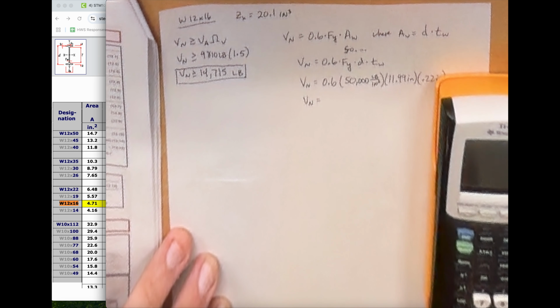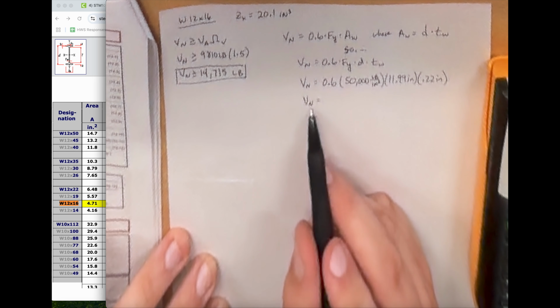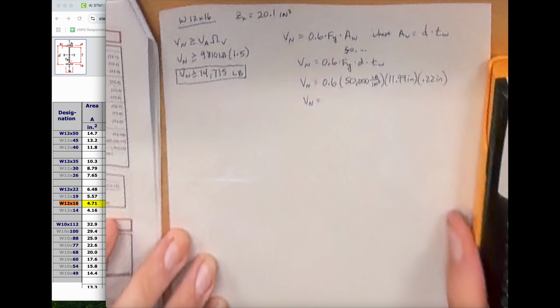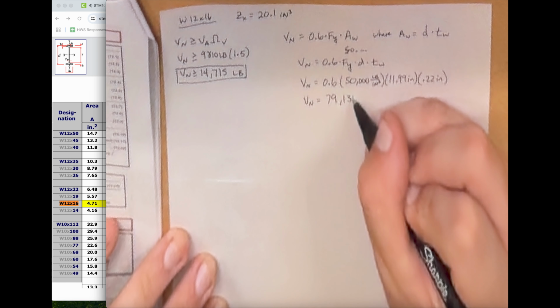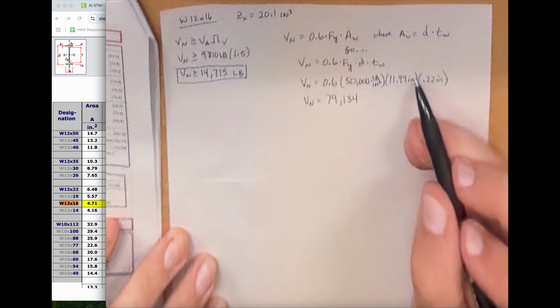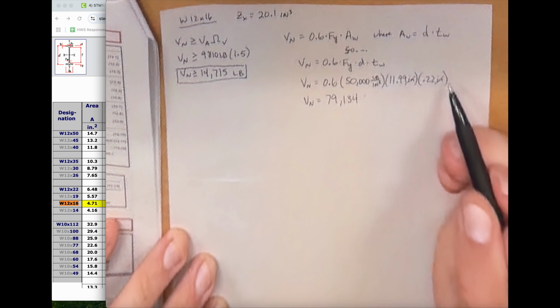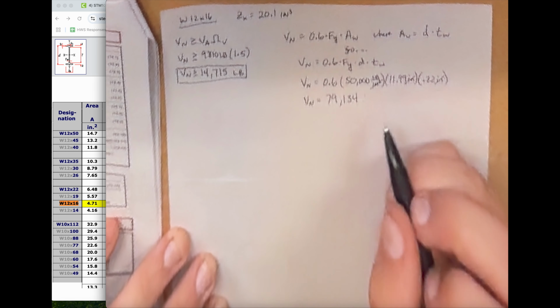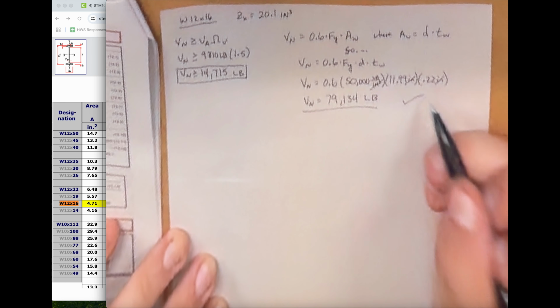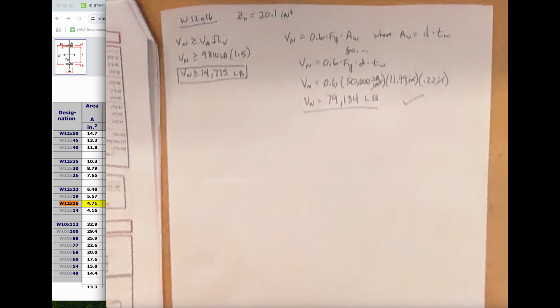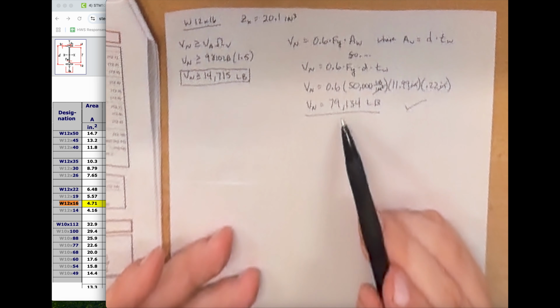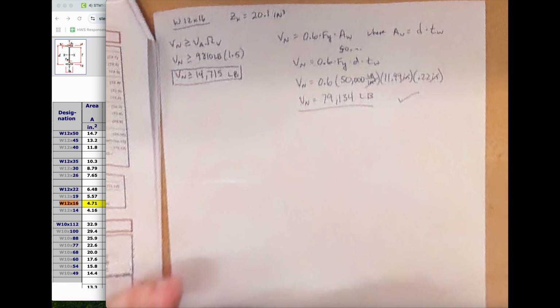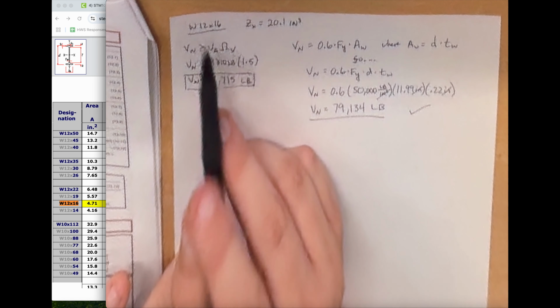So we can take 0.6 times 50,000 multiplied by 11.99 multiplied by 0.22. Now this is the moment of truth. What we need to find is that our Vn value is greater than or equal to 14,715, and that's what should show up in this calculator. So if I press enter, I find that Vn is equal to 79,134. For our final unit, we have inches times inches, which gives us inches squared, and that cancels with the inches squared underneath the fraction here. We're left with a unit of pounds. And so yes, this does pass the test. This proves that the W12 by 16 beam can withstand that 14,715 pounds of shear force. It can actually withstand 79,134 pounds, which is greater than this value. So far, the W12 by 16 has passed all of our checks.